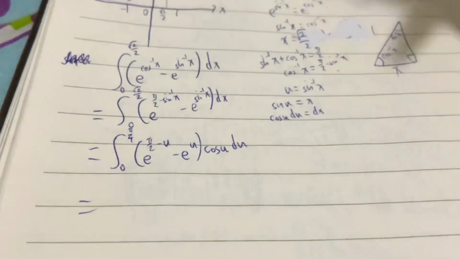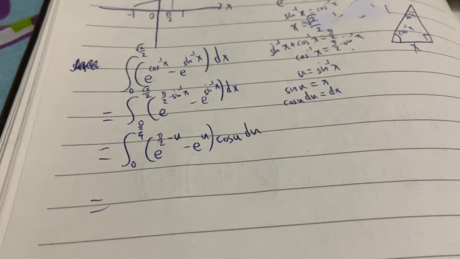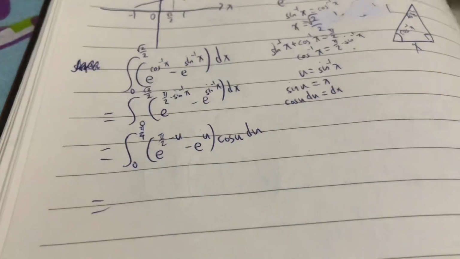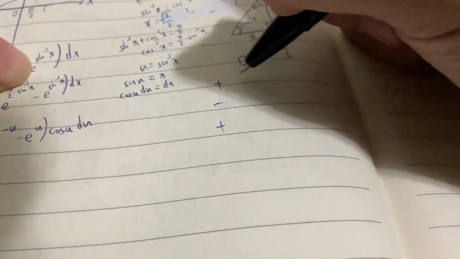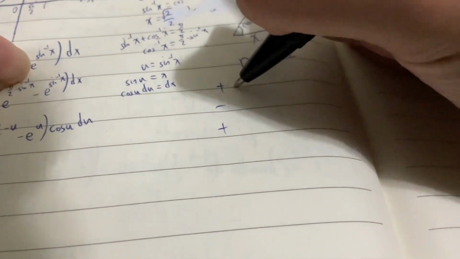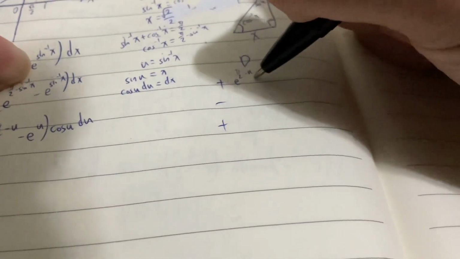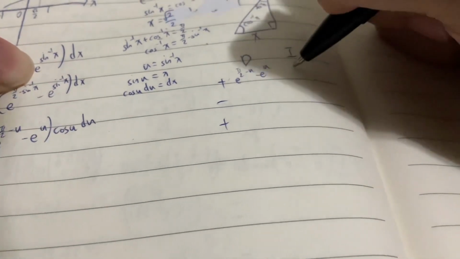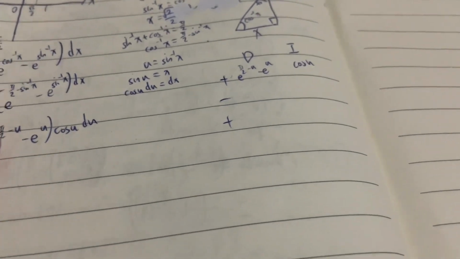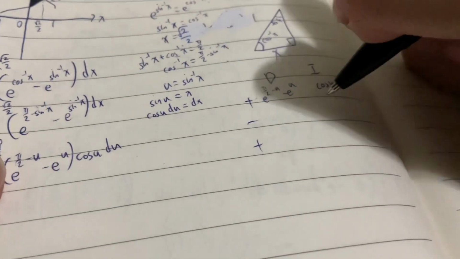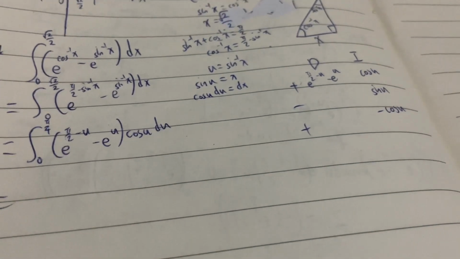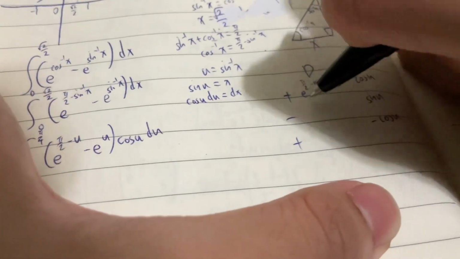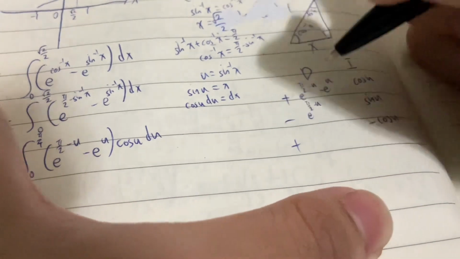So how can we do this integral? And here we're gonna use integration by parts. We're gonna put a D and I here, and then we're gonna differentiate e power of pi over 2 minus u minus e power of u, and then we're gonna integrate cosine u. Keep integrating cosine u, you get sine u, and then negative cosine u, and then keep differentiating, you get the original e power of pi over 2 minus u, but don't forget about the triangle.